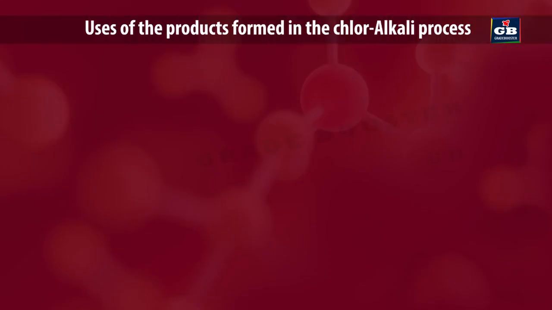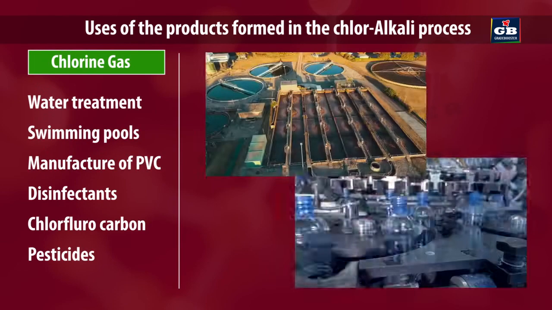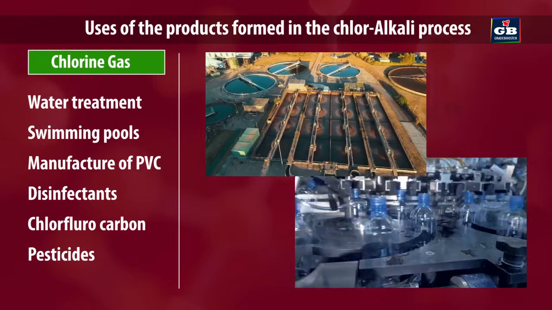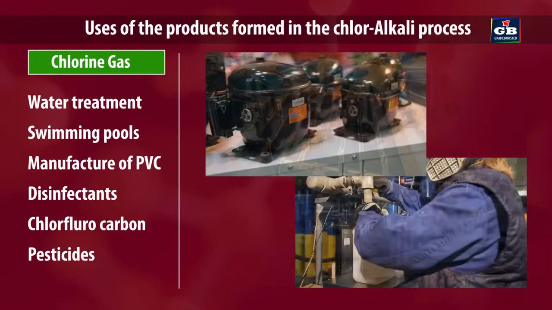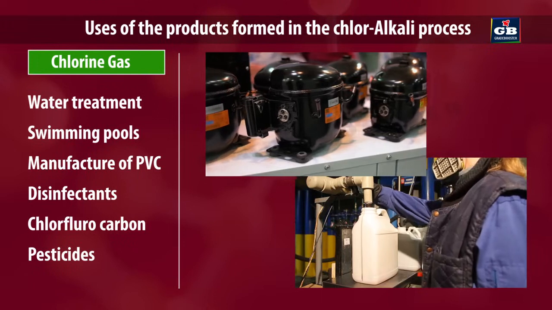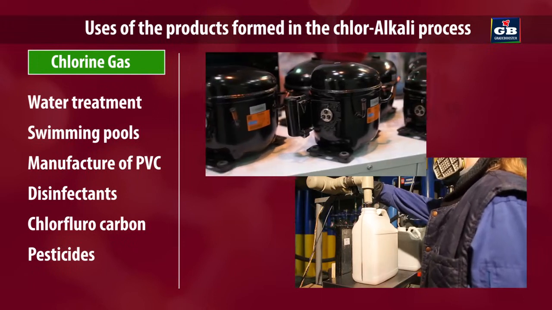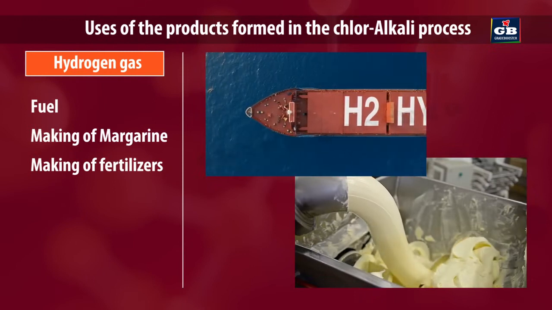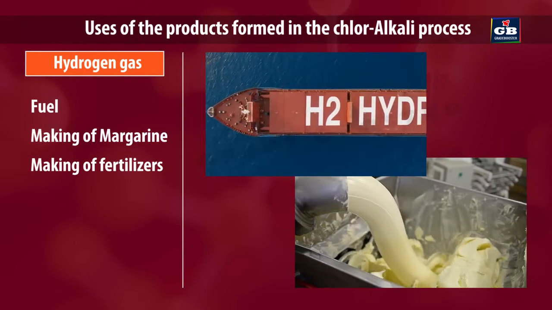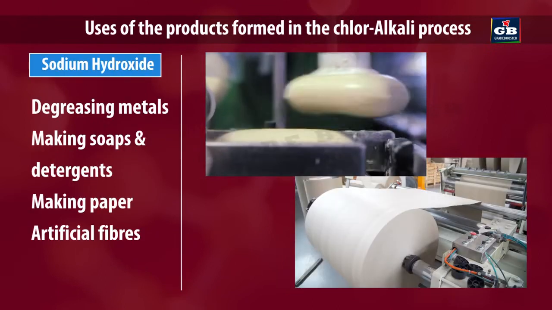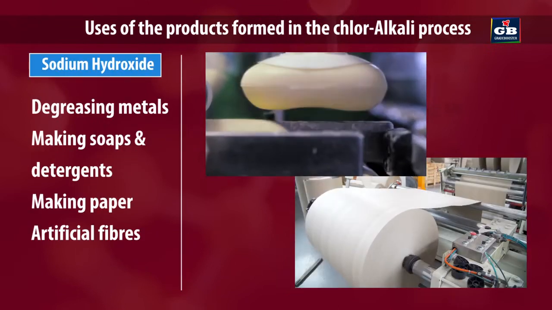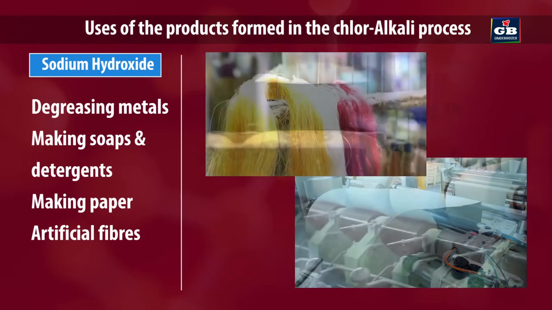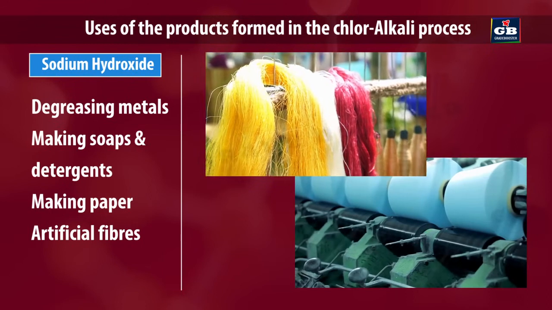Uses of the products formed in the chloralkali process. The chlorine gas produced in this reaction can be used for water treatment, swimming pools, manufacture of PVC, in making disinfectants, and in making of chlorofluorocarbons and pesticides. The hydrogen gas produced in this reaction can be used as a fuel and also in making of margarine and fertilizers. The sodium hydroxide produced in this reaction is used in degreasing metals. It is also used in making of soaps, detergents, paper and artificial fibers.